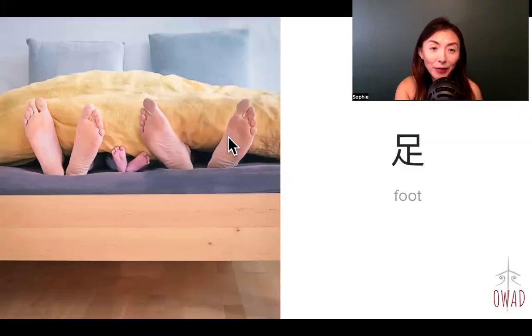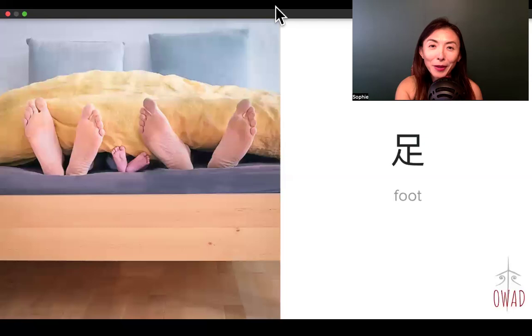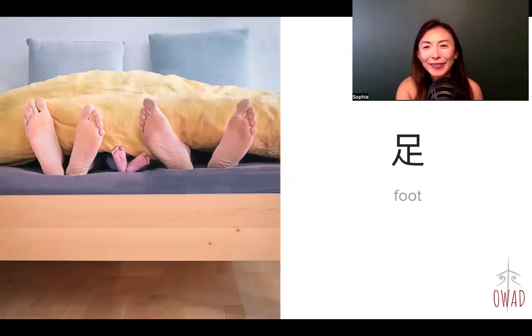And I find this family of threes, bottom of feet, a good representation of what foot is. It's not only here in this picture, it's about foot, it's about family relationship.